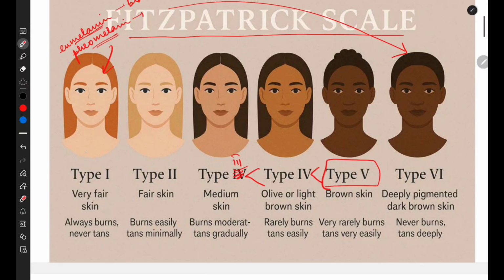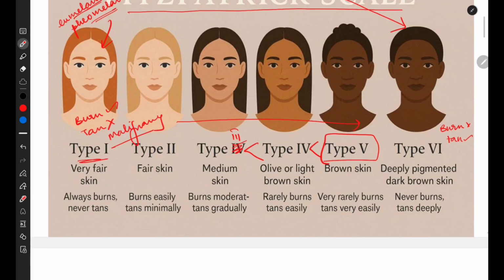Then coming to type 1, if they are exposed to sun, they will experience burns, but they will never tan. On the other hand, type 6 will never experience burns, but they will tan. So the malignancy potential is more for type 1. Then it will drop down. It will be very less for type 6.